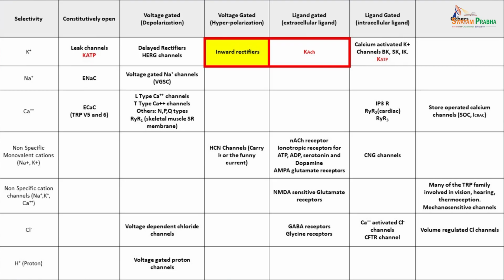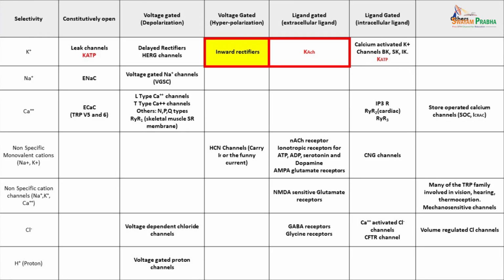You will see that the K-ATP channel is shown as a ligand gated channel by an intracellular ligand. It's also shown as one of the channels that are constitutively open at the RMP. So the K-ATP channel is a constitutively open channel and is also an intracellularly gated ligand gated channel, whereas the acetylcholine potassium channel, or the K-ACh channel, is a ligand gated channel that is gated by an extracellular ligand.